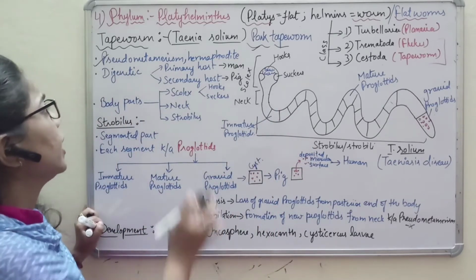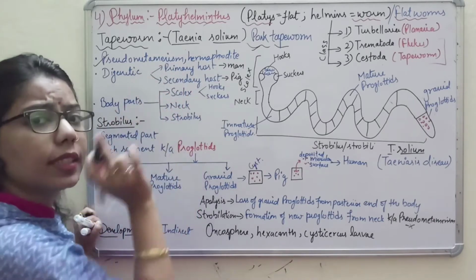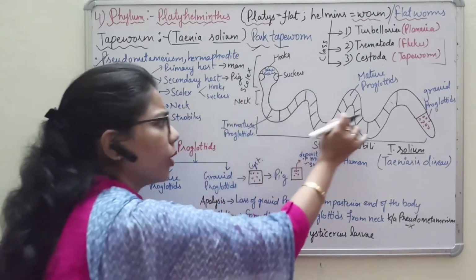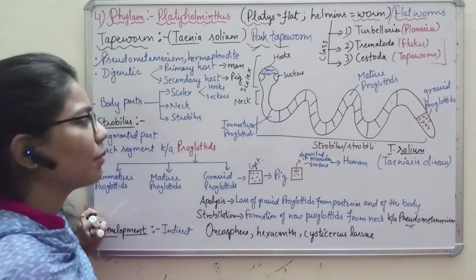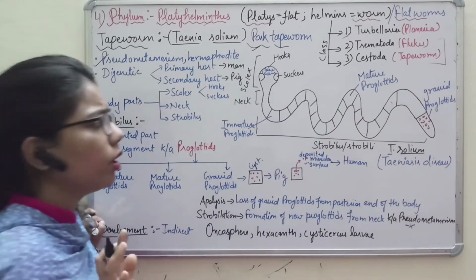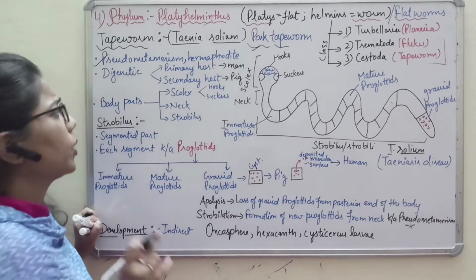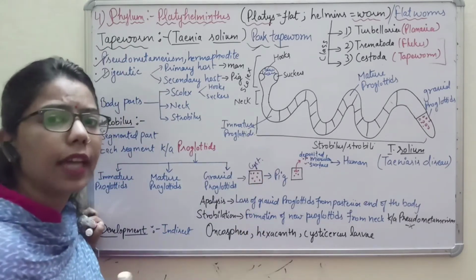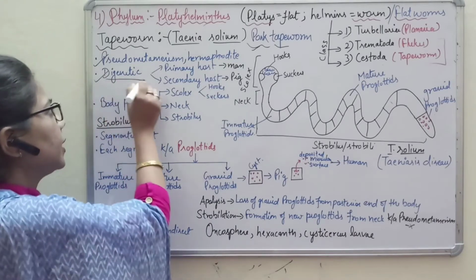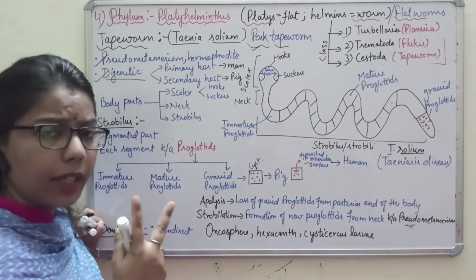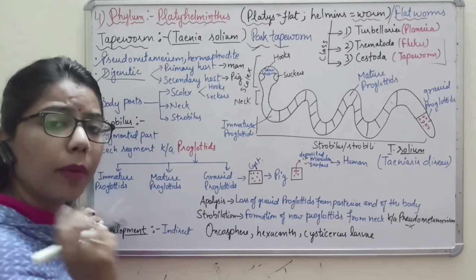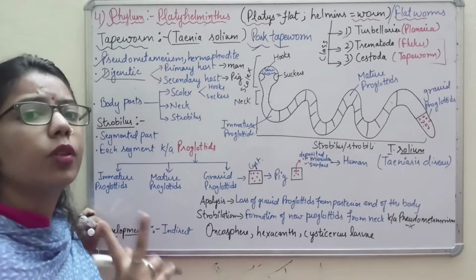Okay, and as we are saying the body is segmented, if you are talking about metamerism, it means that somehow the body is segmented, but that segmentation is not a proper or true one. Another characteristic of this tapeworm is that it is digenetic. What does it mean? Di means two. It means that this tapeworm completes its life cycle in two hosts.